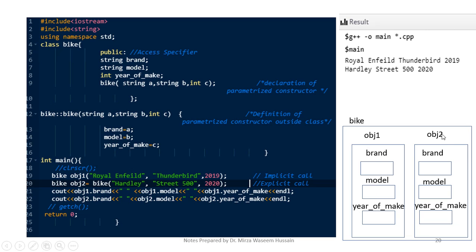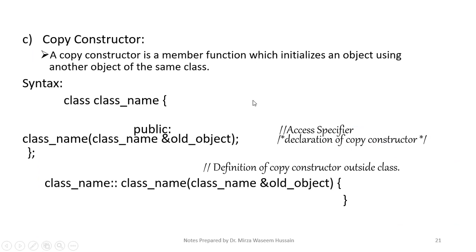When we specify obj2.brand, the output will be Harley Street. If we specify obj1.yearOfMake, the output will be 2019. If you specify obj2.yearOfMake, the output will be 2020.